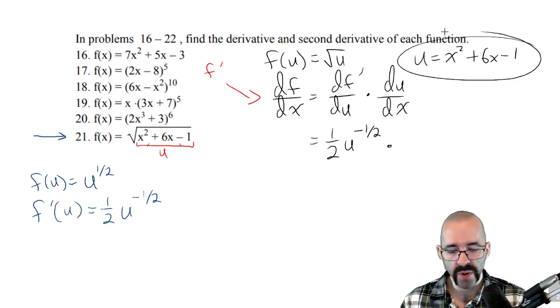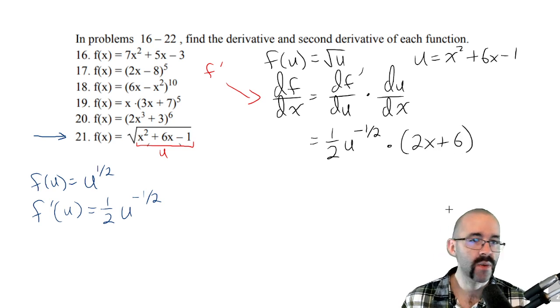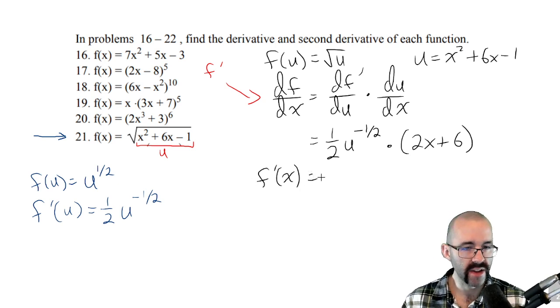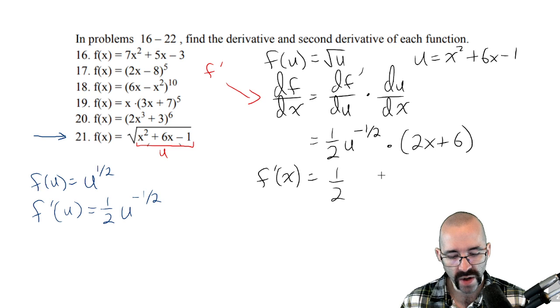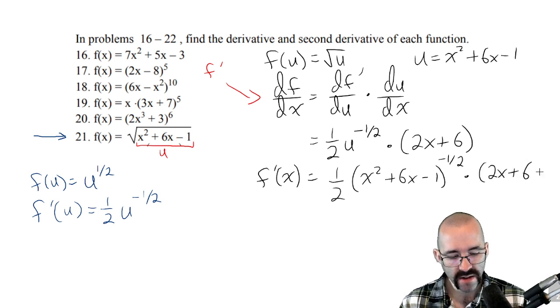Multiply by the derivative of u with respect to x. That one's easier. 2x plus 6. We're just using the power rule. So this is f prime that we found. We need to put everything in terms of x. We get 1/2 times u to the negative 1/2 times this.